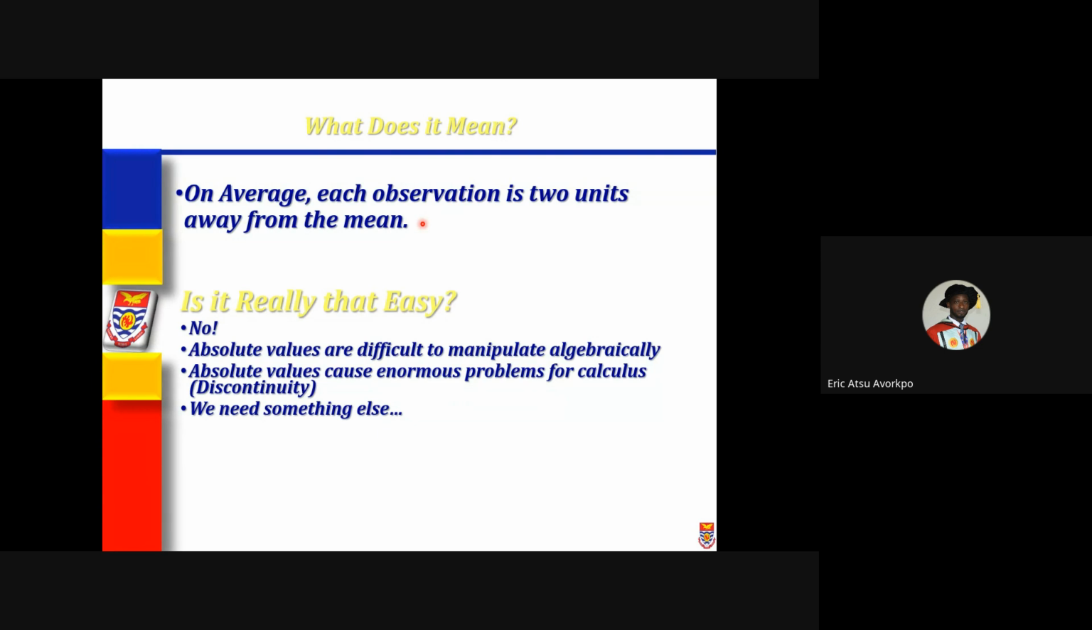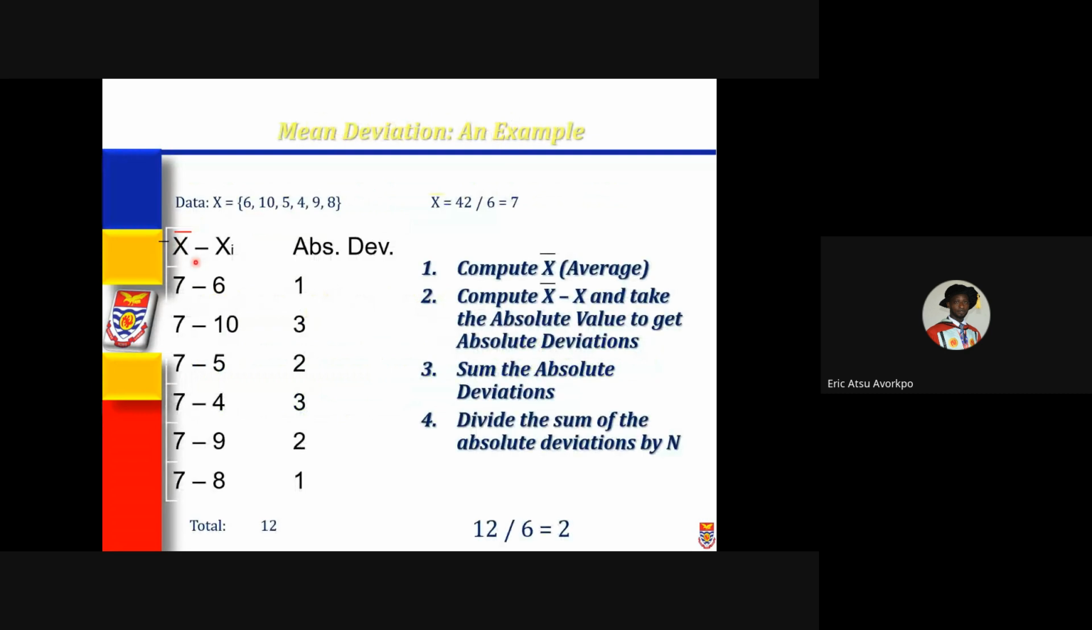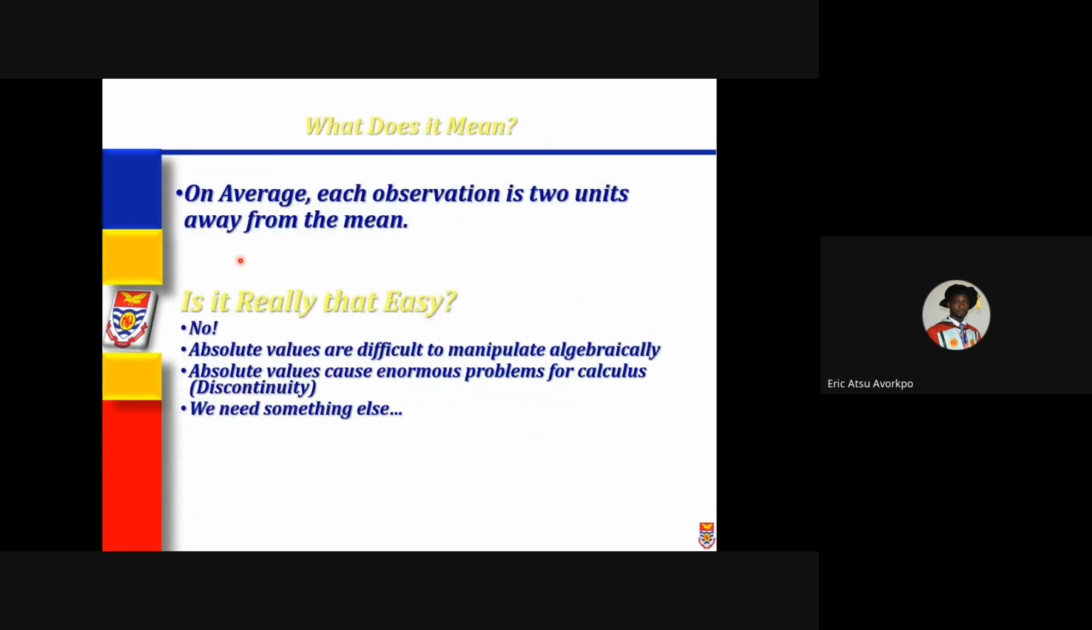Now, is it really that easy? When we are calculating these, it's not always easy. The absolute values are difficult to manipulate algebraically, right? Because of the strict assumptions, when you subtract this from that, we are just maintaining the average value of it. It might not look as straightforward as it is, because the absolute values would cause enormous problems for calculus. That is the discontinuity. We need something else for that.